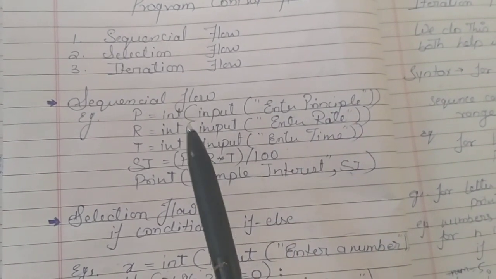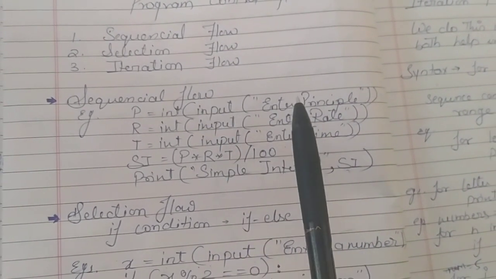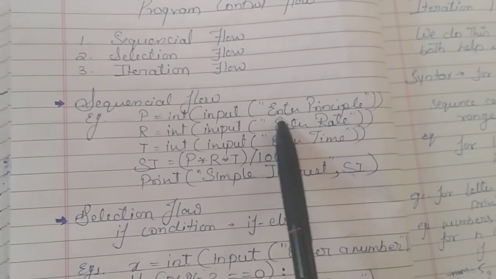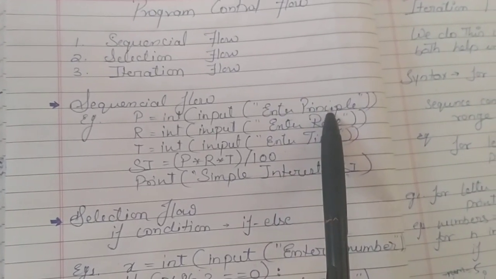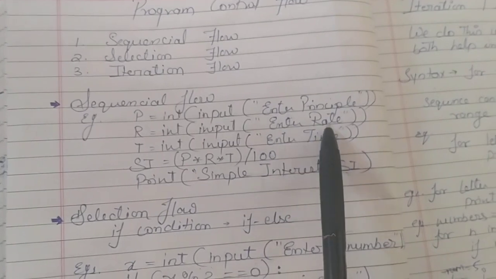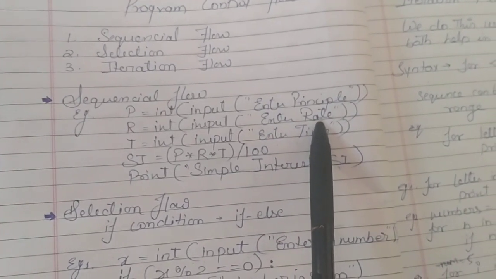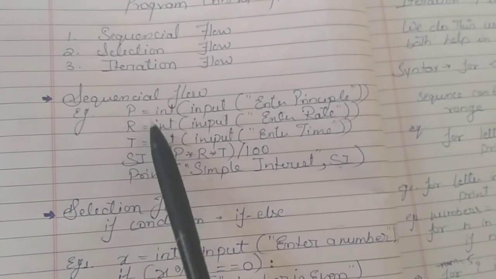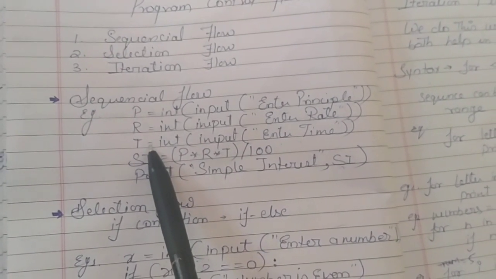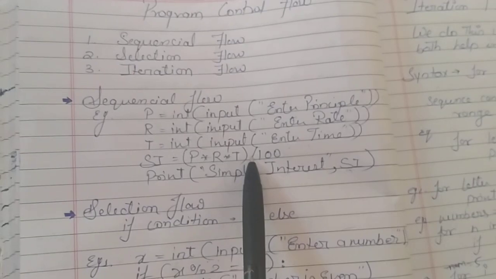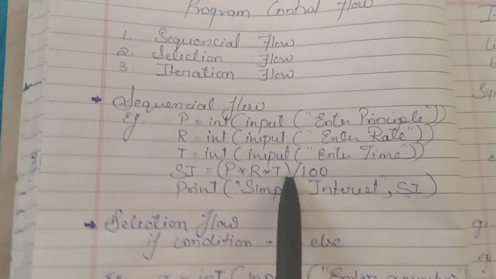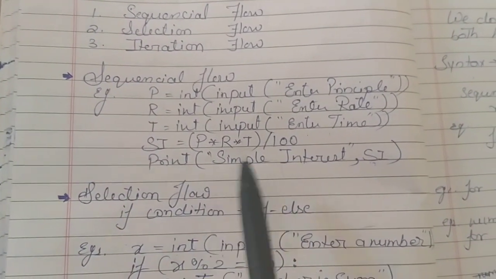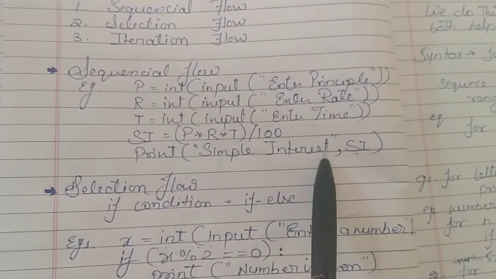When you run this program, you are going to see first this written, enter principal. When you give a value and press the enter button, enter rate will be printed. When you give a value and press enter, enter time will be written. Like this, all the values will be taken by your program. Then SI will be calculated according to the calculation given, and print simple interest, and the answer will be printed.